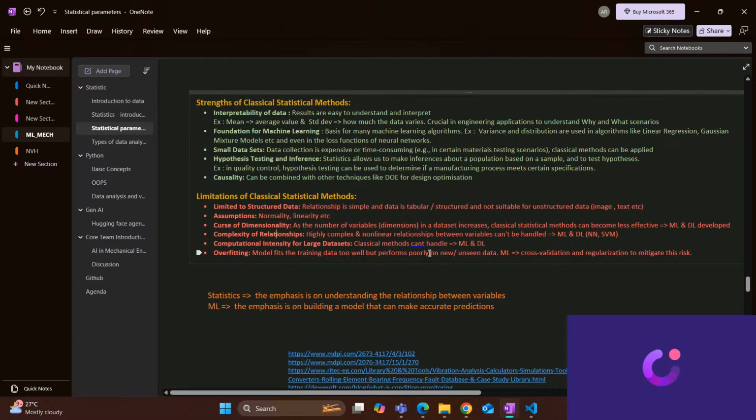Statistical methods are computationally light, so the computation takes very little time, which makes them very effective. But with larger data sets, it is very difficult to handle those things and then find the best fit. In ML, it is more iterative and predictive.